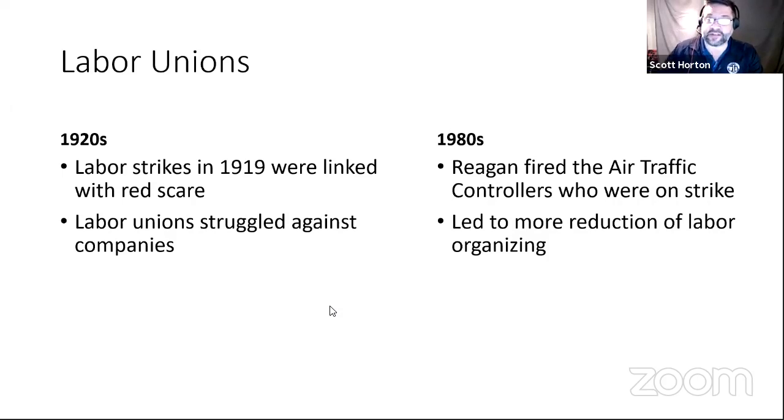So let's see how that compares to the 1980s. So in the 1980s, Ronald Reagan fired the air traffic controllers who were on strike. So kind of a backward step for labor unions. And so I would say blue arrow here, connection, a similarity between those two time periods. 1920s, labor unions struggled against companies. And I think that's a similarity here as well, that again, you'll see a little bit tomorrow that the labor union movement continues to decrease in the 1980s, less and less people joining unions in that decade. It's part of the overall trends that again, you'll talk about with the economy a little bit tomorrow.